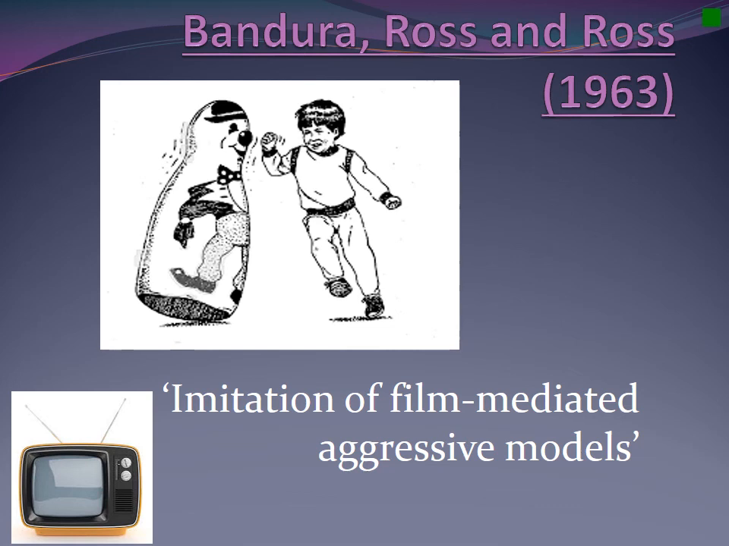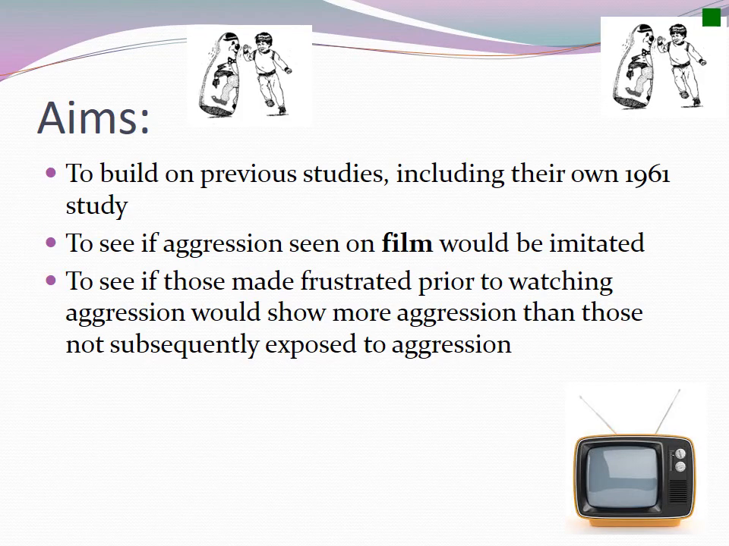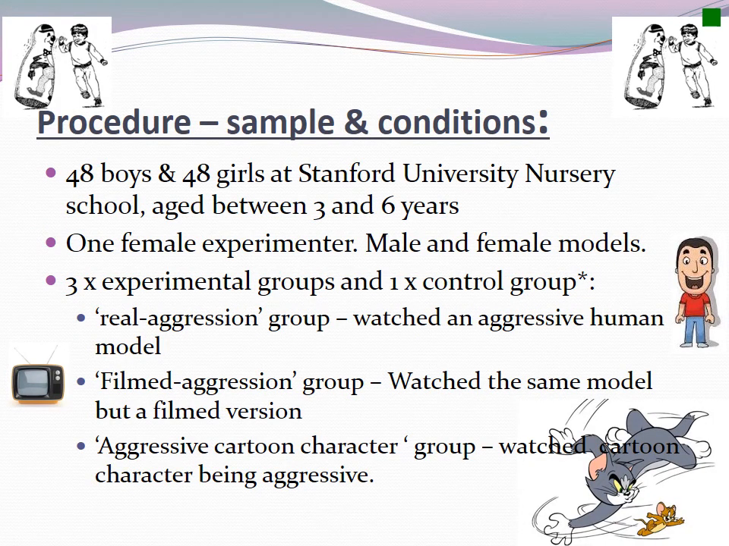So this video is on Bandura, Ross and Ross's variation in 1963, imitation of film-mediated aggressive models. So the aims were to build on the previous 1961 study, to see if aggression on film would be imitated as well, and to see if those frustrated prior to watching the aggression would show more aggression than those who weren't previously irritated.